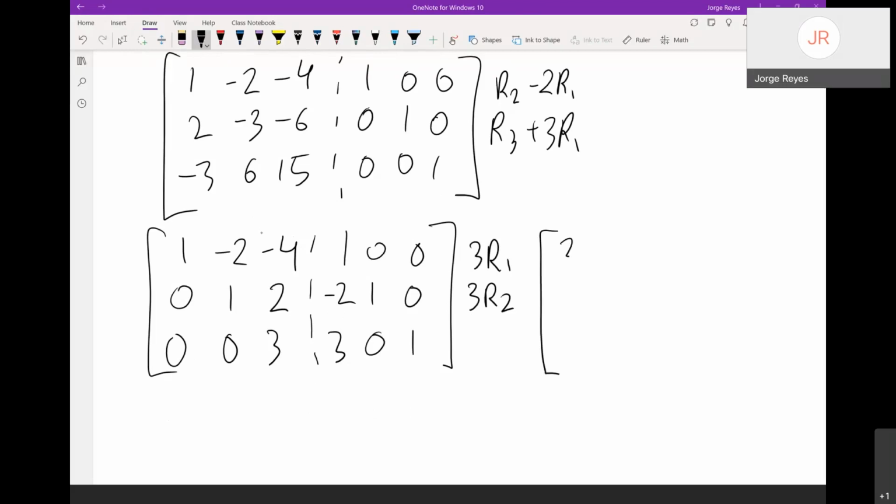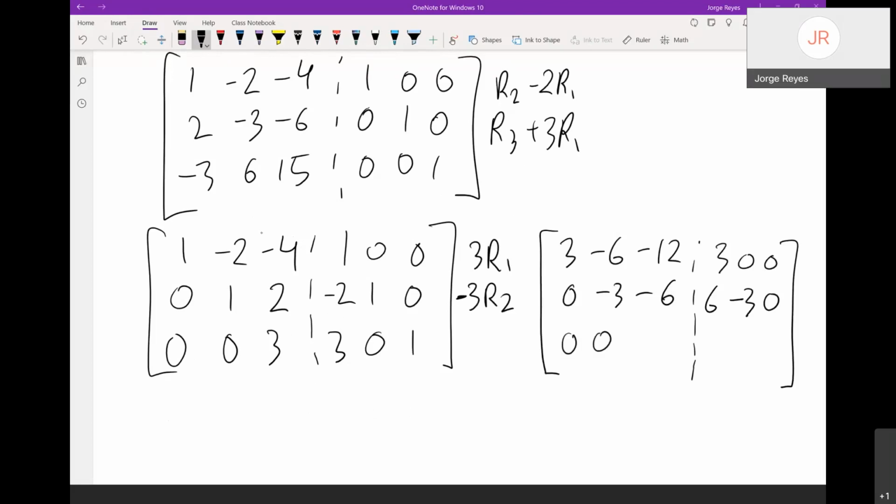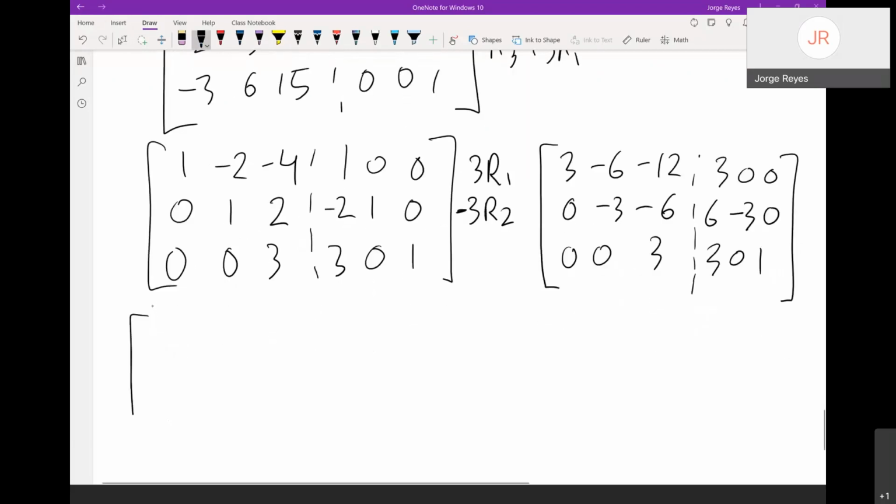Okay, so you're going to get 3, -6. I'm going to multiply row 2 by -3. -12, 3, 0, 0. 0, -3, -6. Positive 6, -3, 0. And now you don't have to deal with fractions, right? Because it'll work out nicely. So pick either one. It does not matter.